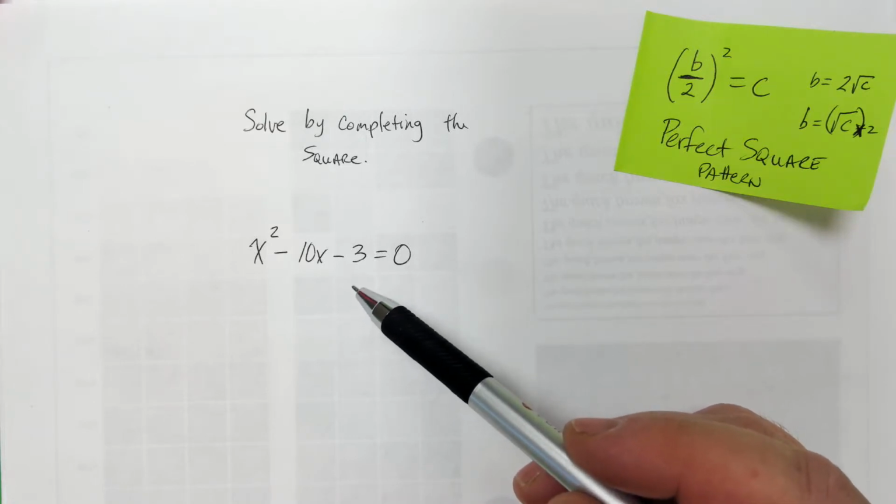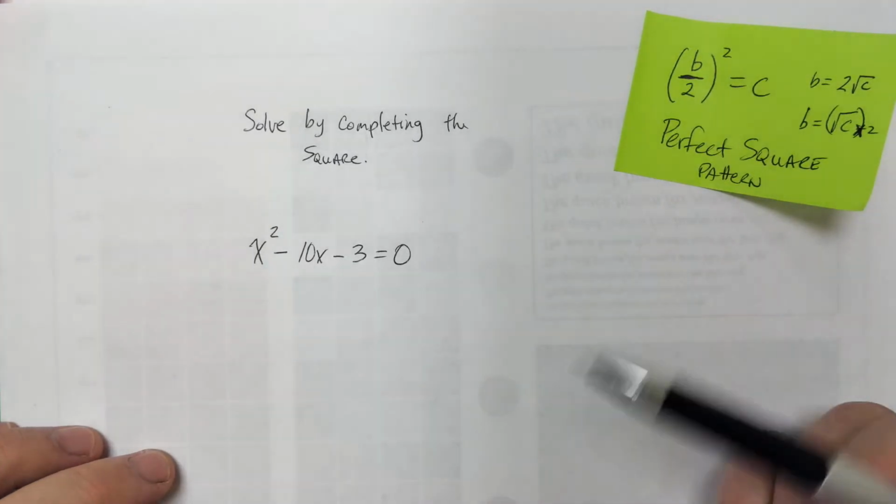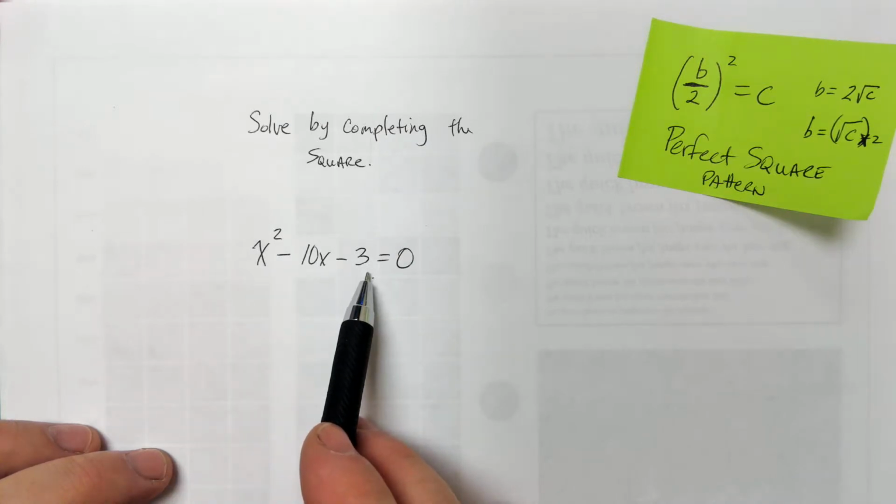Okay, so you ready? You got to focus on this one because it's really, really subtle. We're going to solve by completing the square. And so the thing we really want to do is make this a perfect square.